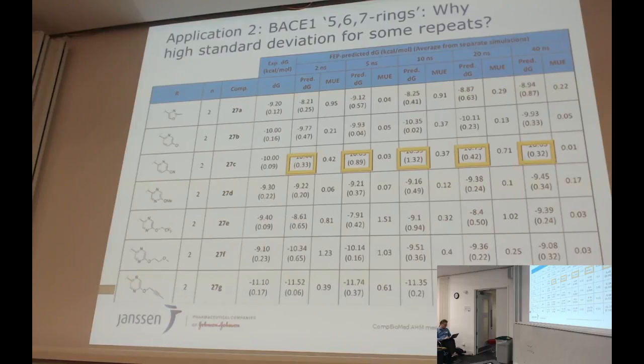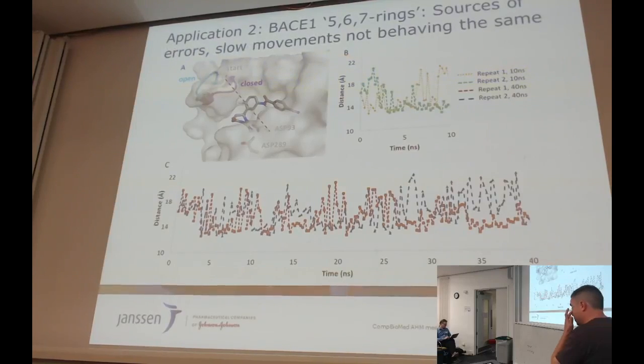What's going on? Well, the best thing we could think from the analysis we did, of course you can't be sure this is the case, is that in the intermediate time length simulations we see this flap, which sits on top of the ligand. It's crucial, it's called the active site flap, and it opens and closes, very flexible. On a 10 nanosecond time scale, it's either open or closed. You take the average of these energies, you get the right result. That's where the MUE is pretty good. But the standard deviation is high, I think, because if it's open or closed, you get a different energy.